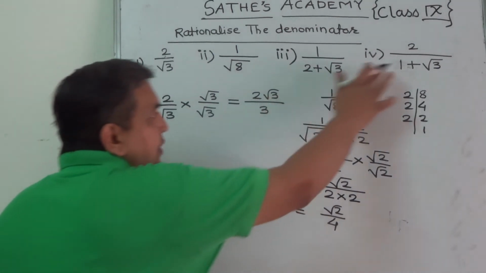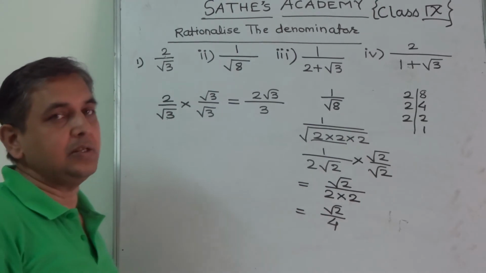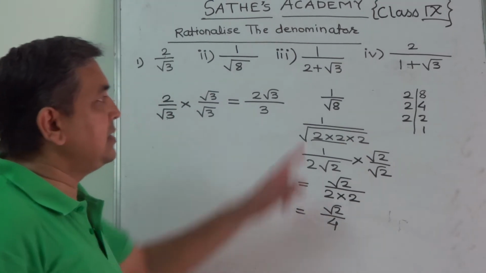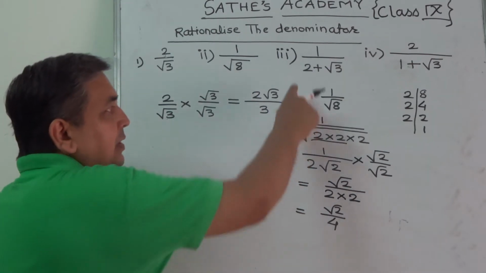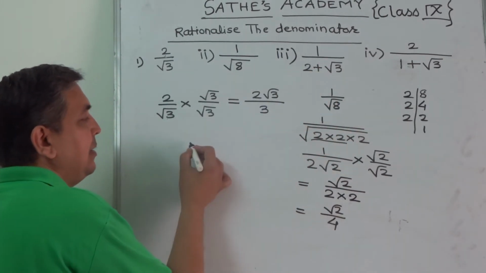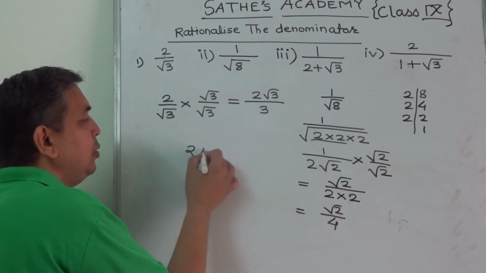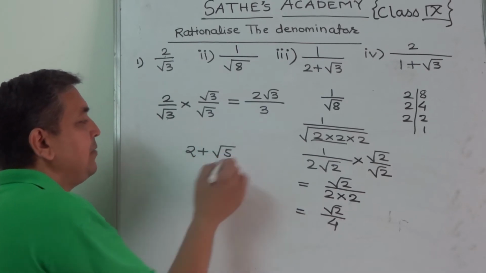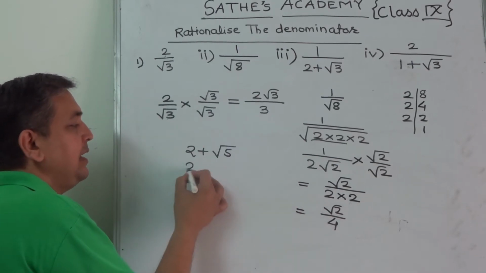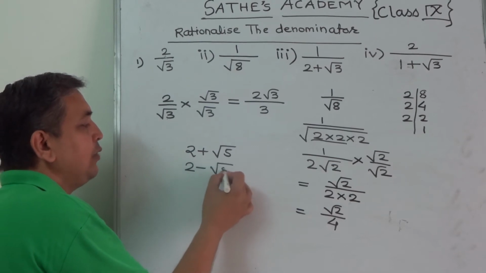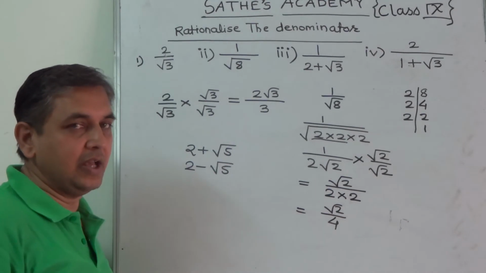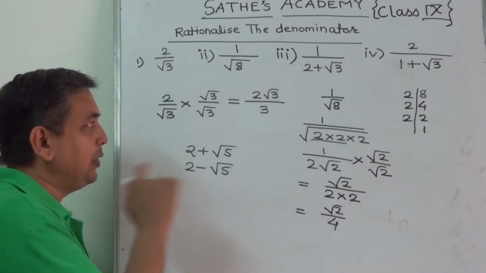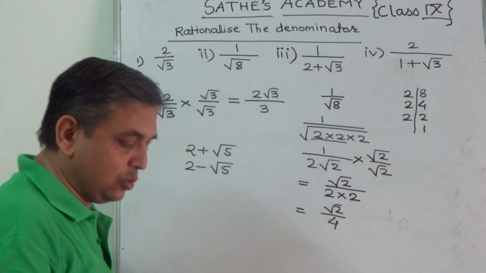Now see these two questions here, the denominator is a binomial. In these cases we have to understand what is the conjugate of an irrational number. If the number is 2 plus root 5, then its conjugate will be given as 2 minus root 5. So what we do is we just change the sign of the irrational part and we get the conjugate. Now we solve these two questions.